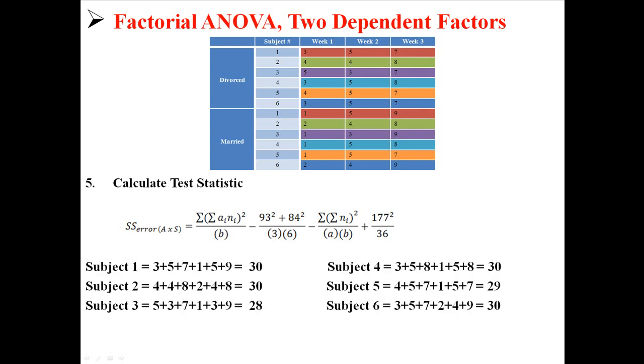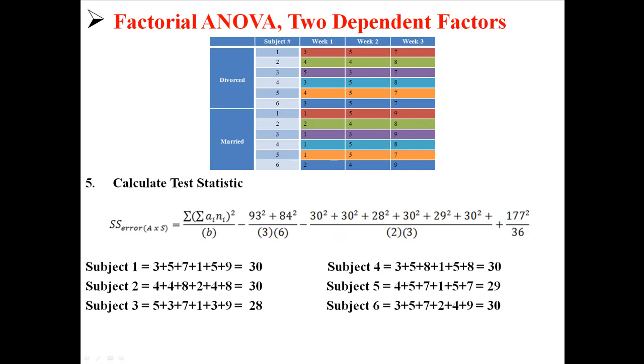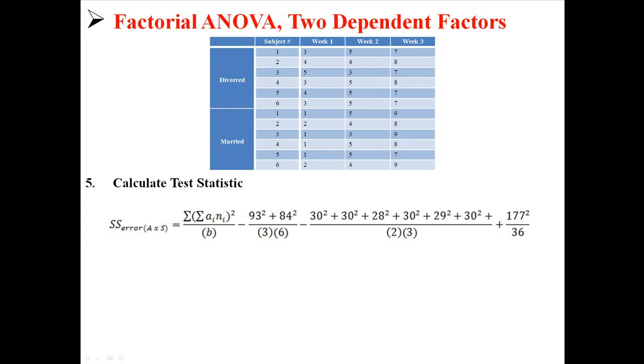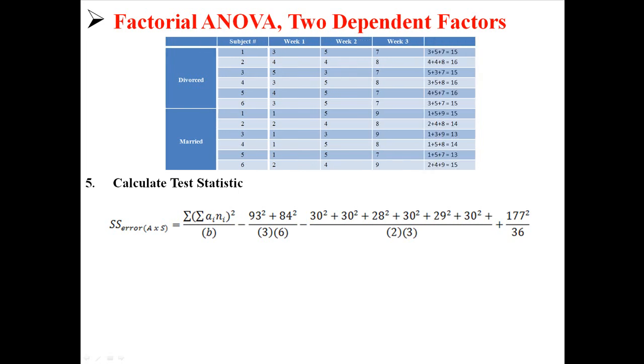So we have our 6 sums, 30, 30, 28, 30, 29, and 30. And we just put those into the equation. We're going to square those and then divide by A times B, which is 2 times 3. Easy. Now we have to find the first fraction, which is each AiNi squared added together divided by B.